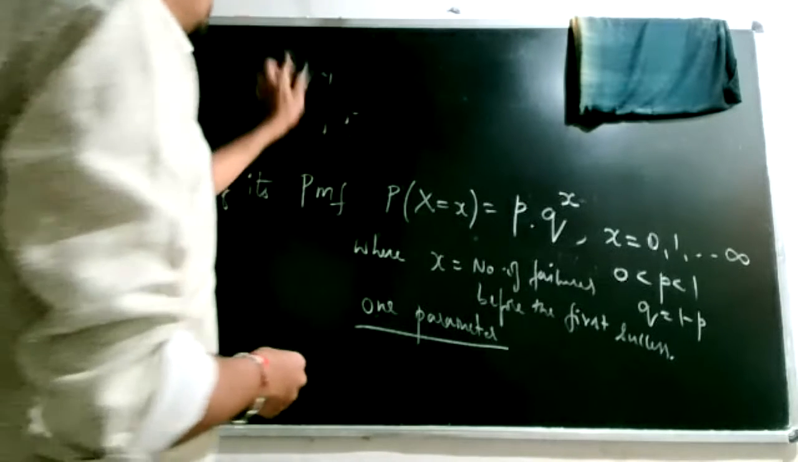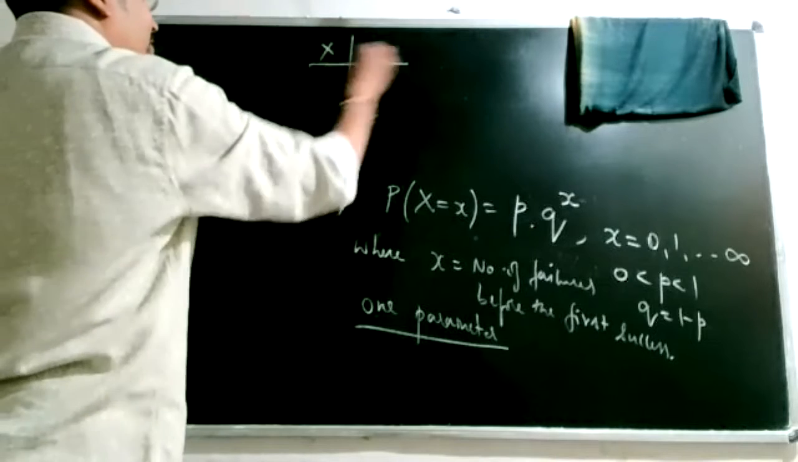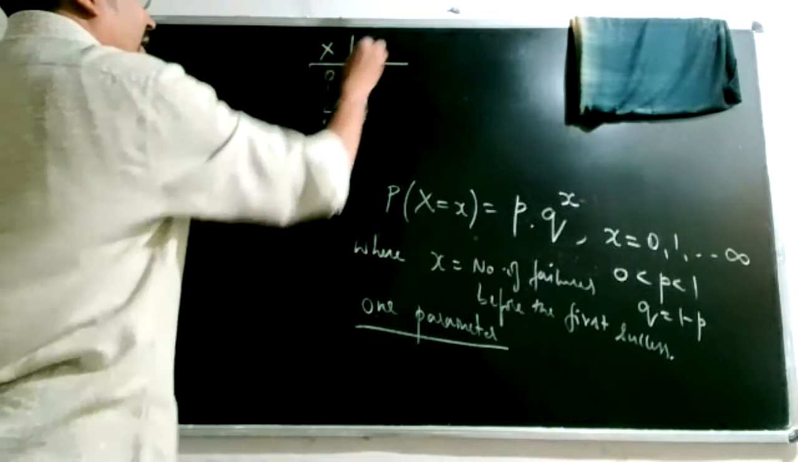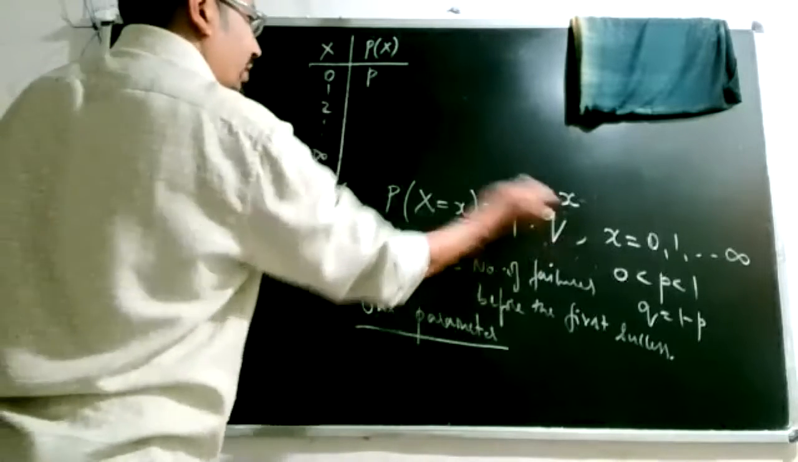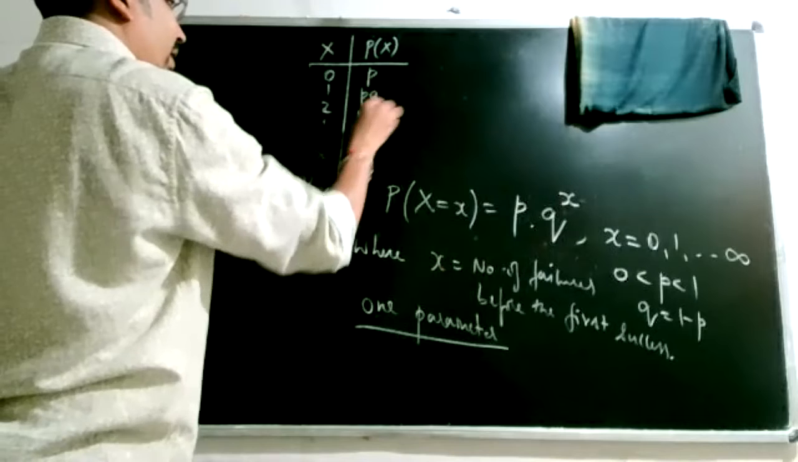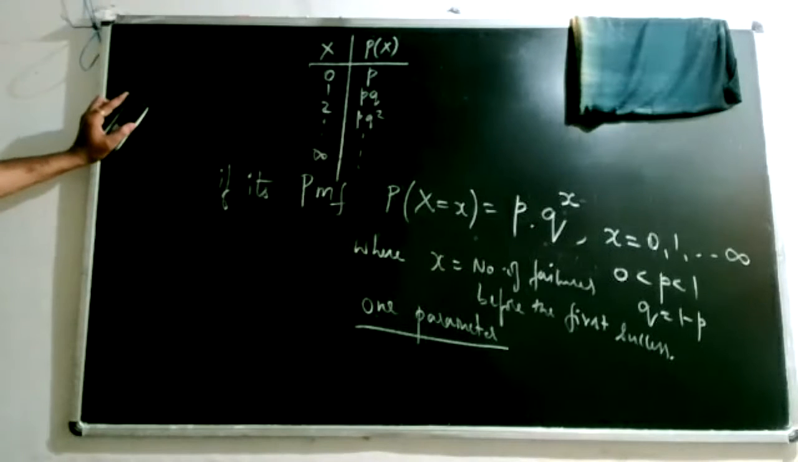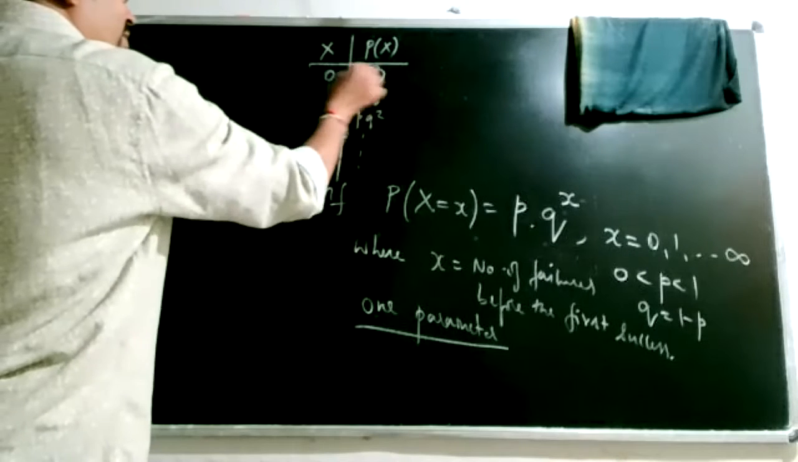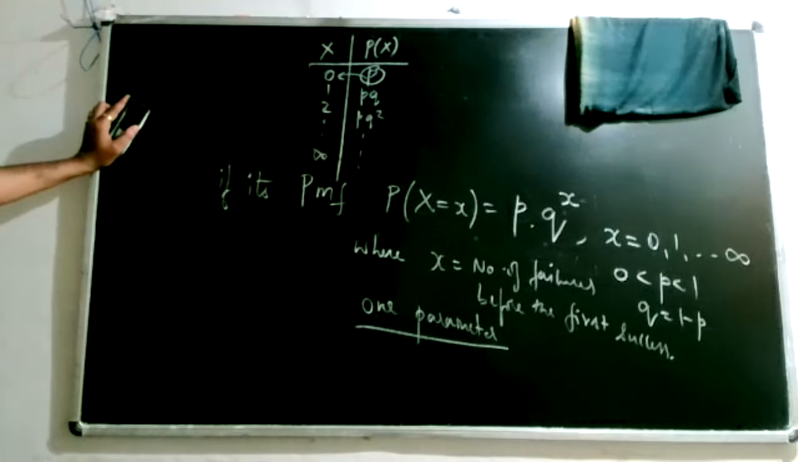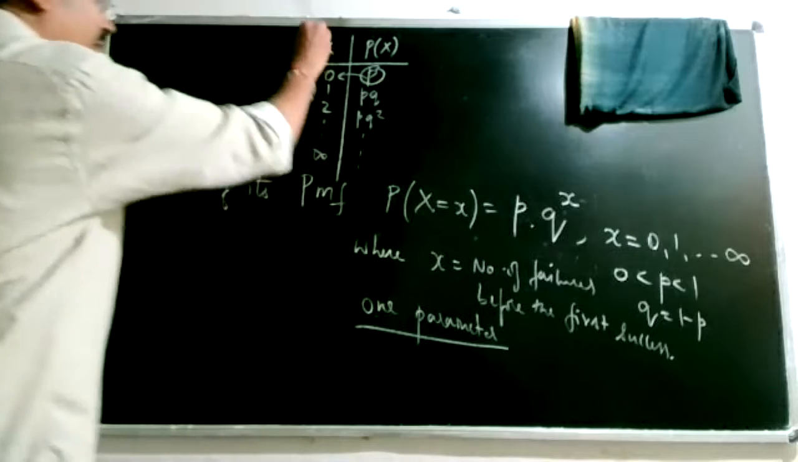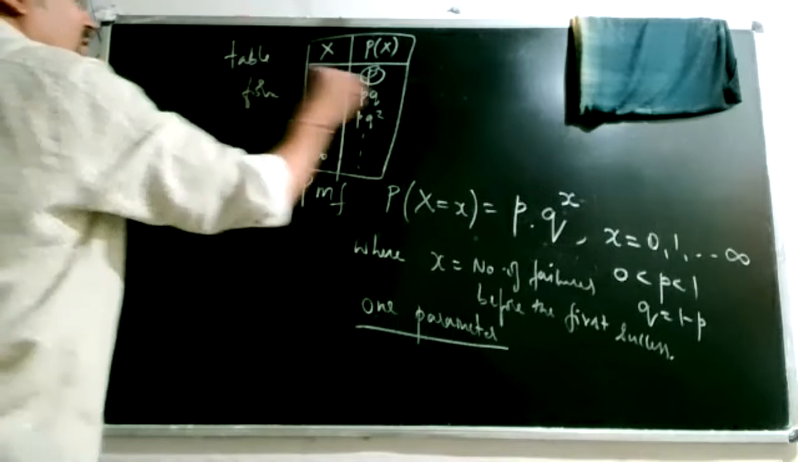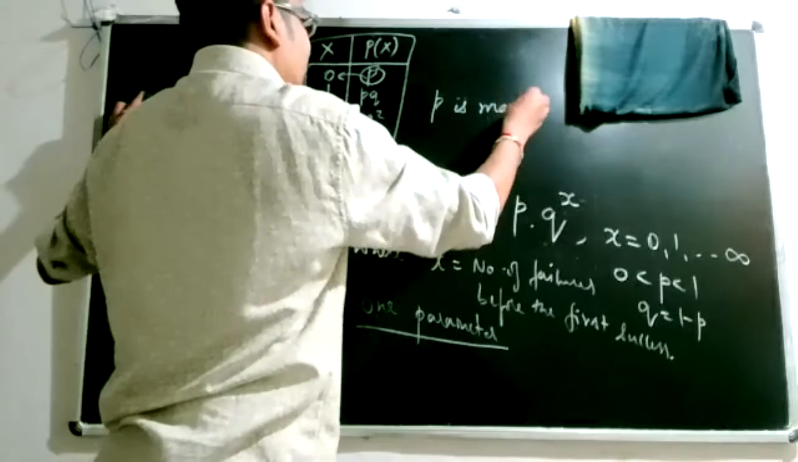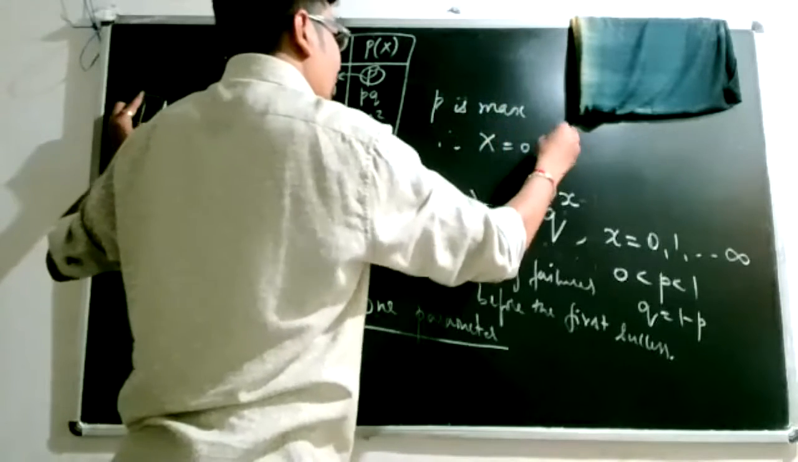In this case also, you have x. x is taking values 0, 1, and so on up to infinity, and probabilities for x: when I put x equals 0, I get p. When I put x equals 1, I get pq, then pq square, and so on. So p is again the maximum probability here. So the value of x with maximum probability is 0. Therefore, 0 is the mode. In the tabular form of the distribution, p is max. Therefore, x equals 0 is the mode.